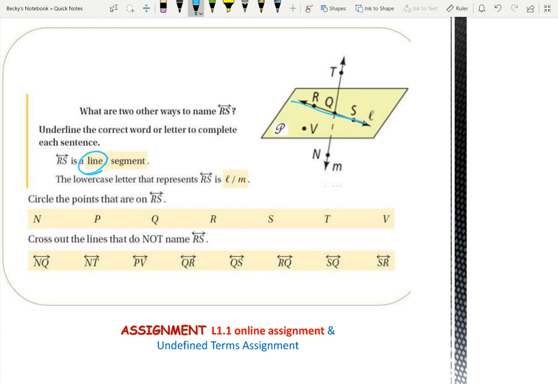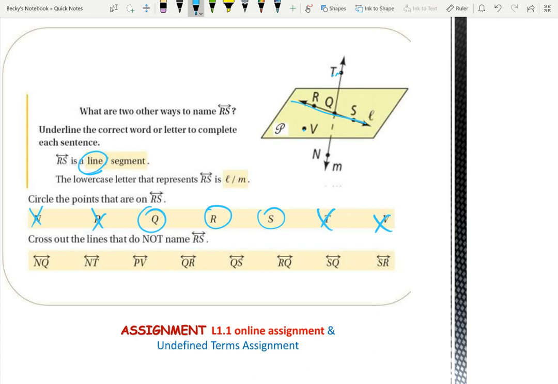Circle the points that are on RS. Okay, so N, no. P, no, that's the plane. Q, yes. R, yes. S, yes. T, no, that's above the plane. And V, no, that's in the plane but not on the line.